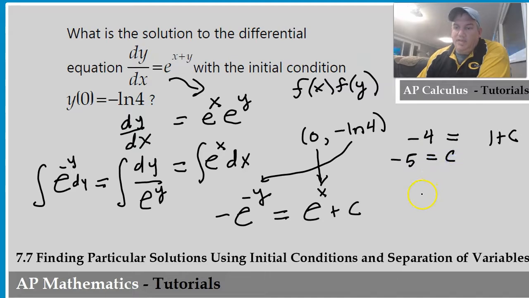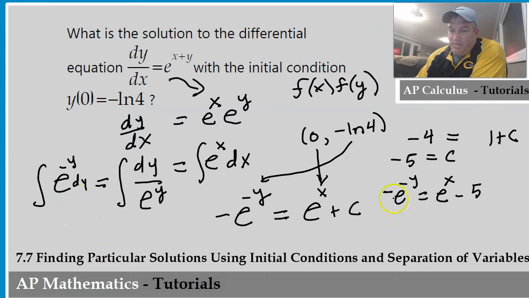Okay, once we're at this stage, what's our next step? Well, we have negative e to the negative y equals e to the x minus 5. And now we have to just solve this for y. Negate both sides. So we say e to the negative y equals, when I negate this side, I'm just going to change the order, 5 minus e to the x. And then I natural log both sides.